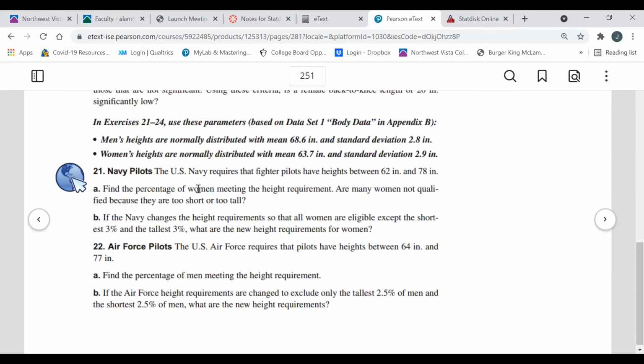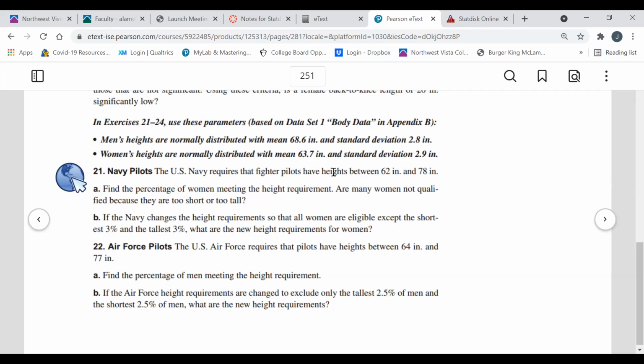Yes, we need the females. All right, so let me write down the mean and the standard deviation for the females. We want the women. The mean for the women is 63.7. You don't want to use the males, because then that would be Bruce Jenner, but that's another story. The standard deviation is 2.9. What is it? Inches? All right, inches. So mu is 63.7, and the standard deviation for the women is 2.9.